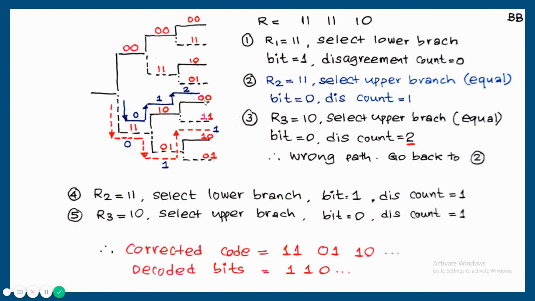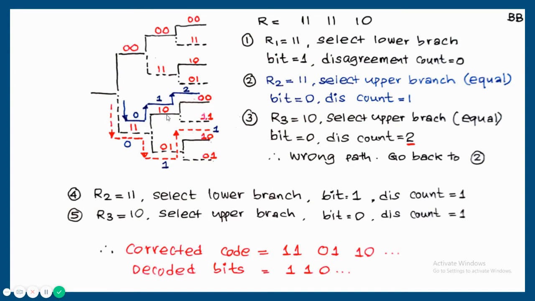1, 0 to 0, 0, metric is equal to 1, that is number of differences is equal to 1. 1, 0 to 1, 1, difference is equal to 1. So out of these two, the upper branch is going to be selected. When I select the upper branch, one more disagreement count will come. So the total disagreement count is equal to 2. So we should go back to the previous junction and make a new decision because we might have selected a wrong path. I cannot go this way also because this way also the disagreement count will be 2. So I'll go back to the previous junction, that is here.